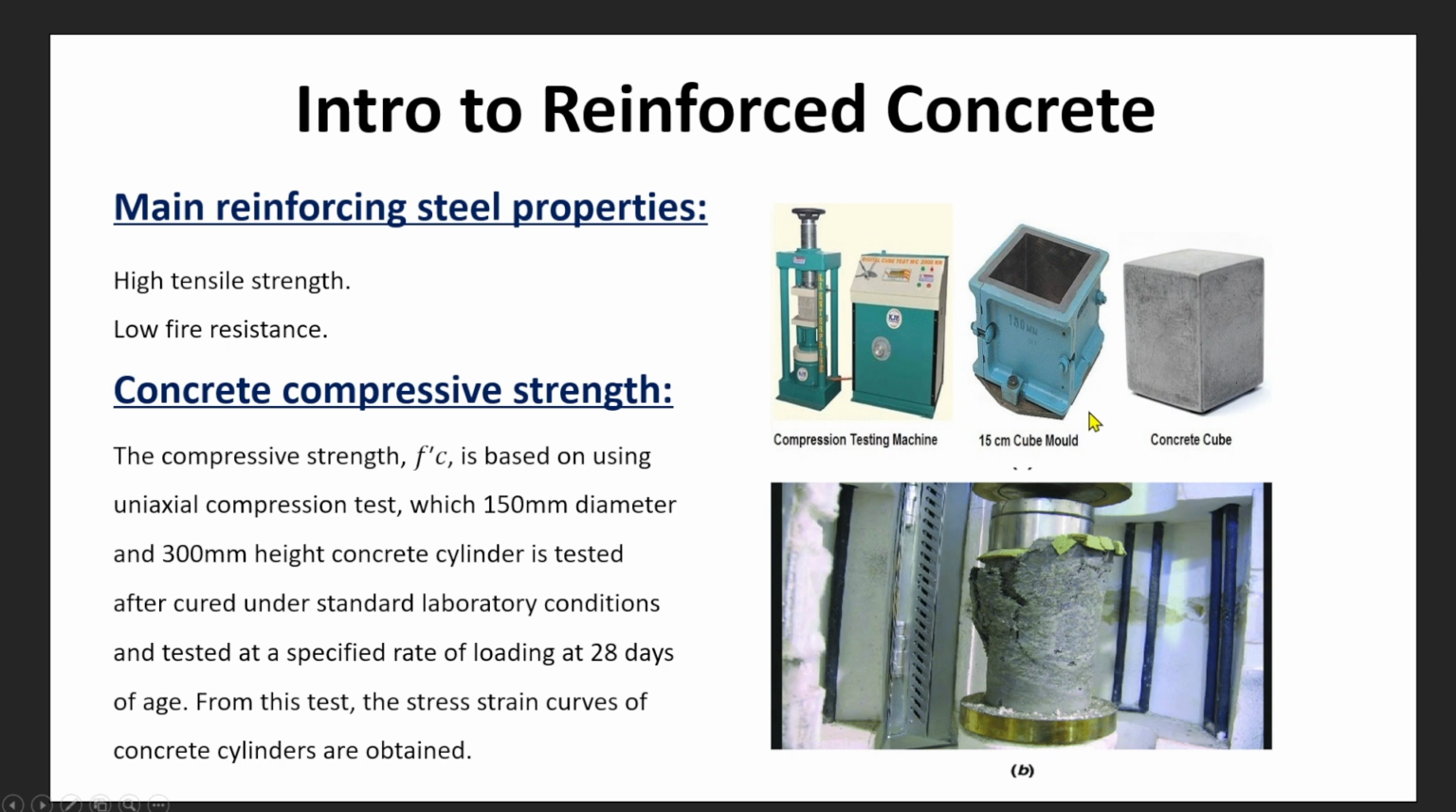In some regions, like in Palestine, we use cubic specimens. Okay, they are 10 by 10 by 10 centimeters, or some regions use 15 centimeters. But the ACI code is based on the cylinder test, and these are the dimensions of the cylinder: 15 centimeters diameter and 30 centimeter height, and the fc prime is recorded after 28 days of curing of this specimen.